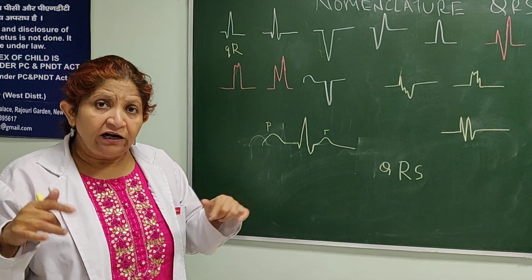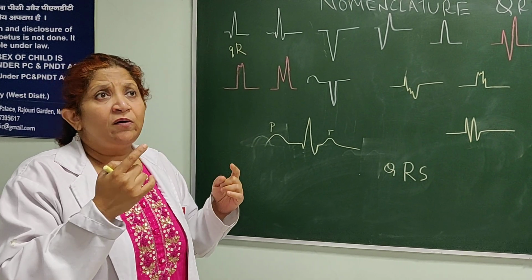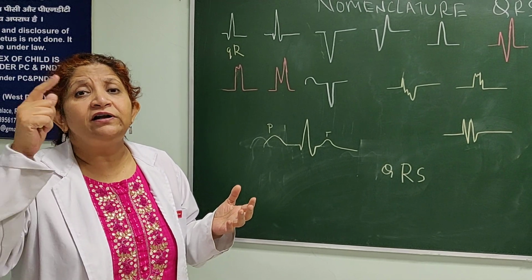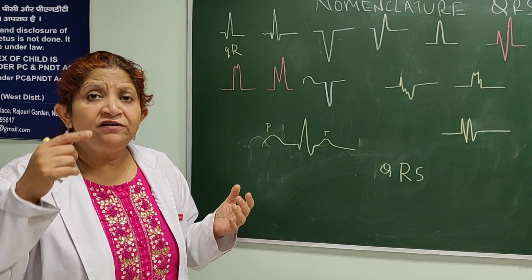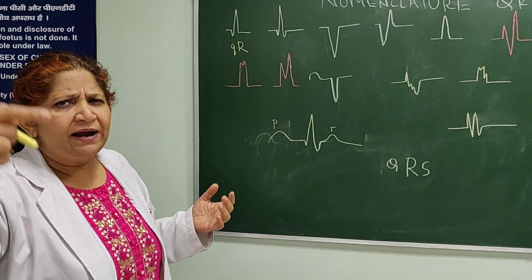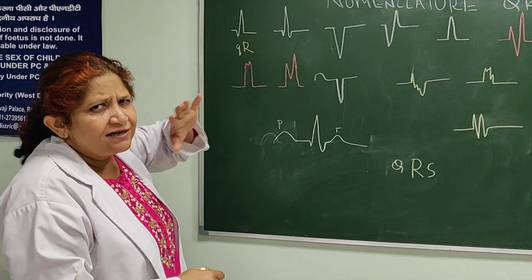And if there is a second positive wave, suppose there is one positive wave and then another second positive wave, suppose there is a second R wave, then we will say R prime. So R with a prime mark above it. I will just show you.